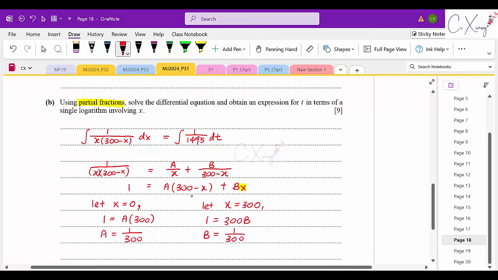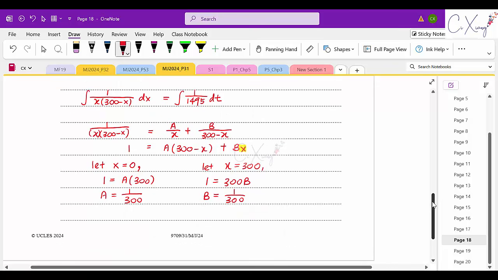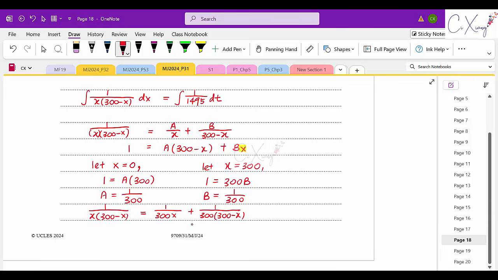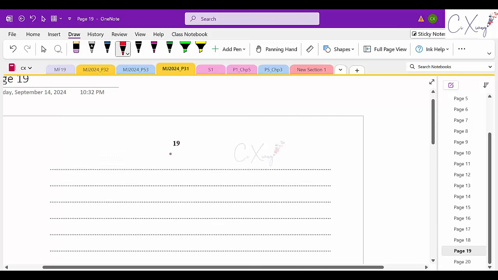Okay, so I successfully get the partial fraction for before my integration. So I know that 1 over x times (300 minus x) equals 1 over 300x plus 1 over 300 minus x. Now I'm going to substitute this partial fraction into my integration. So let us continue further.